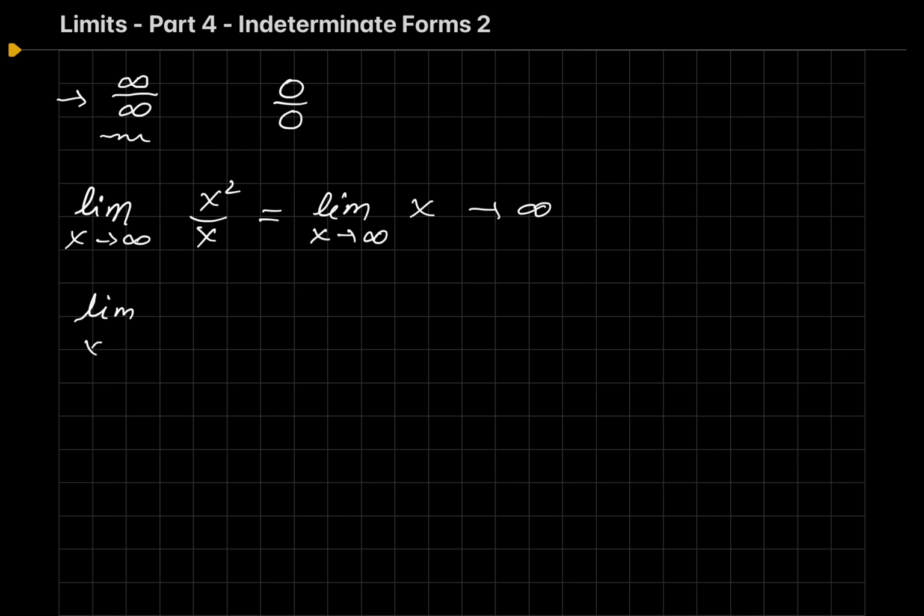What if we did something similar? Limit as x goes to infinity, but we have x over x squared. Again, a direct plug-in gives us infinity over infinity, but we see that we can simplify the expression first, giving us the limit as x goes to infinity of 1 over x. And then when we plug in infinity, we get a number that is really, really close to 0.